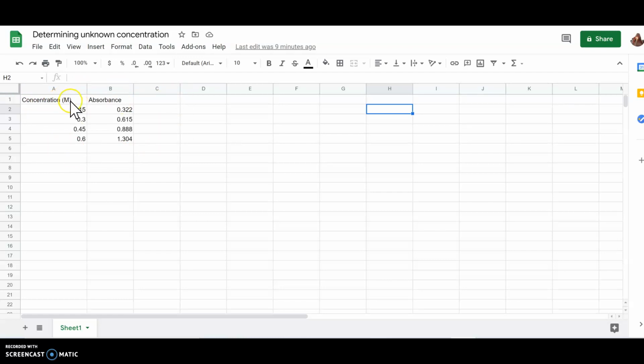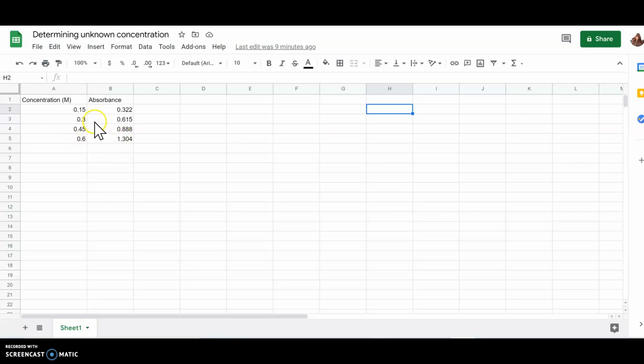But in this first column, you want to write concentration, parentheses, capital M, that's for molar, and absorbance in the next column. And then now you're going to put in your actual data points and your actual absorbance values here. Do not put in the absorbance from your unknown because we do not have a concentration value for that. We will be figuring that out after we graph your standards.